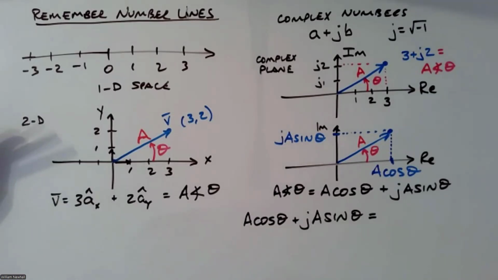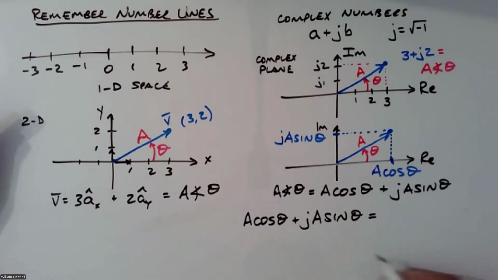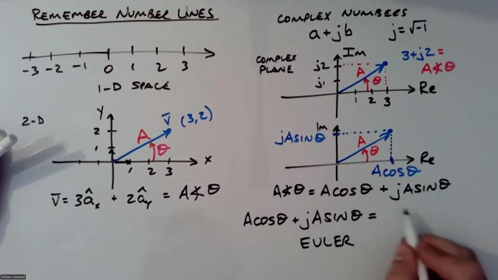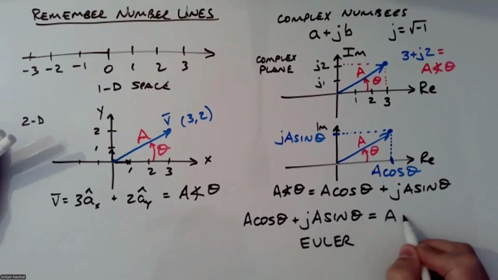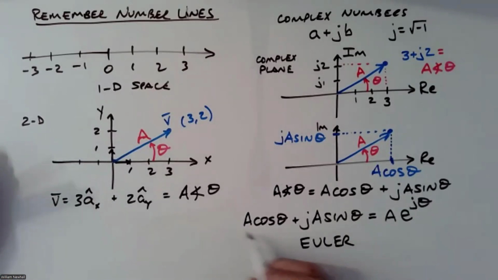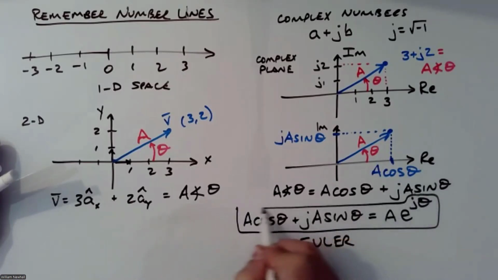If you recall this from one of your classes at some point, you would recognize this as one side of Euler's formula. Remember Euler? Euler says that A cosine theta plus j A sine theta is A e to the j theta. So this is Euler right here. That's Euler's formula.